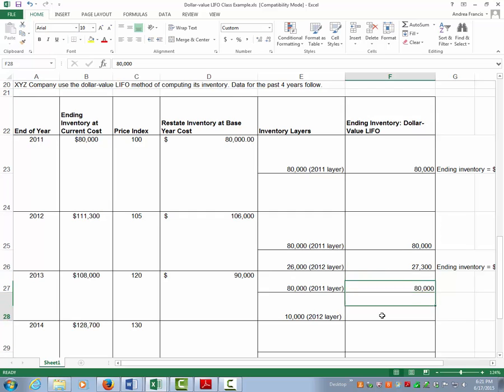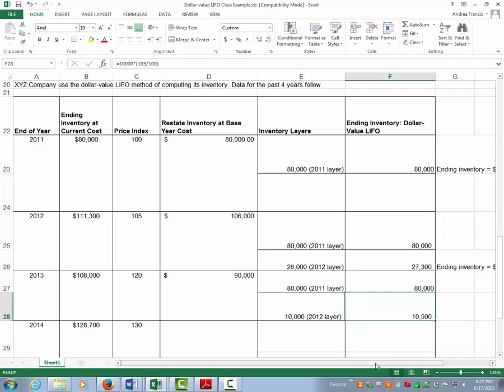We don't have to restate it because it's from the base year. And then the 10,000 we are going to restate to 2013 prices. So you're going to write it back up to 120. So that gives you, oh, my mistake. Let's start again. So 80,000 remains at 80,000. The 10,000 was created in 2012, so I'm making a very, very easy mistake to make. I tried to write it to 120, but it should actually be written up to 105. So 10,000 times 105 over 100.